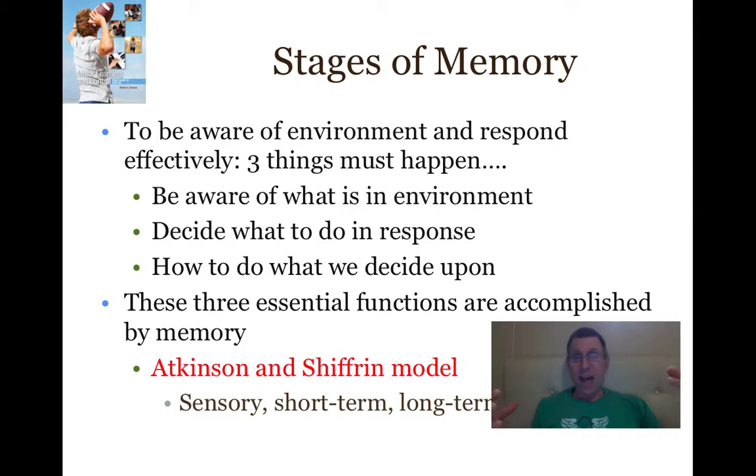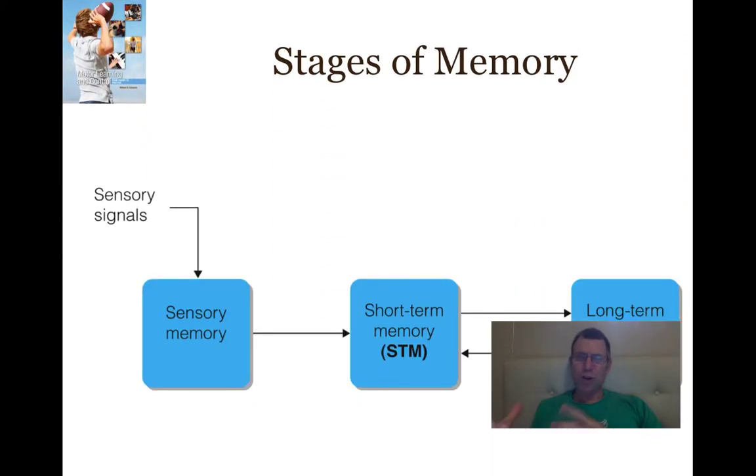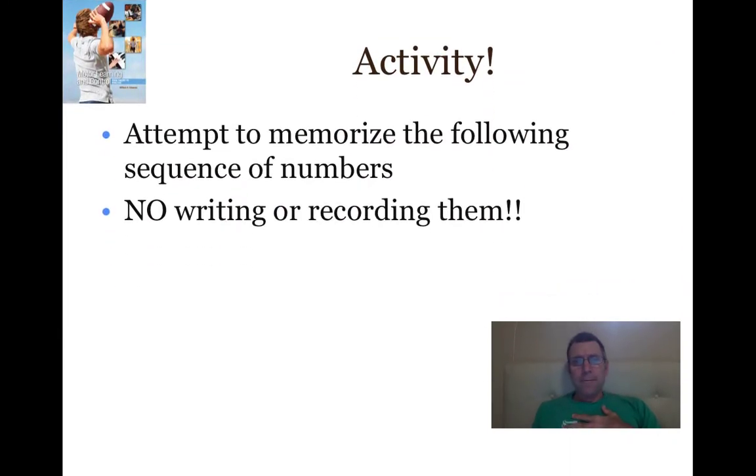Memory is what we rely on to successfully carry out those procedures. And so the Atkinson and Shiffrin model of memory proposes three types of memory: sensory memory, short-term memory, and long-term memory. Let's talk about those. Again, you've probably heard of the short-term and long-term. Sensory memory is something that isn't as commonly discussed.